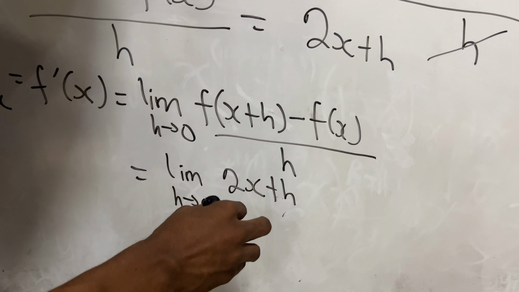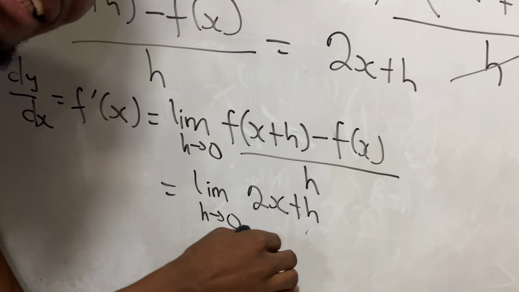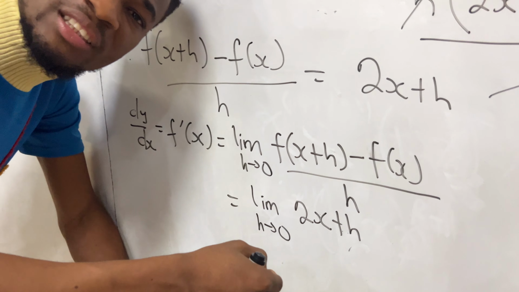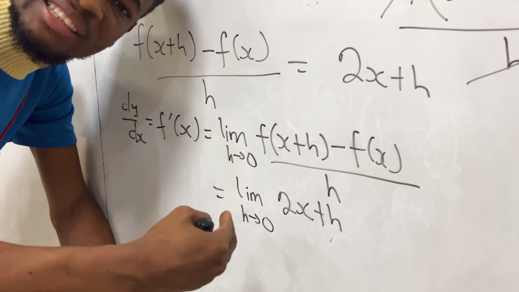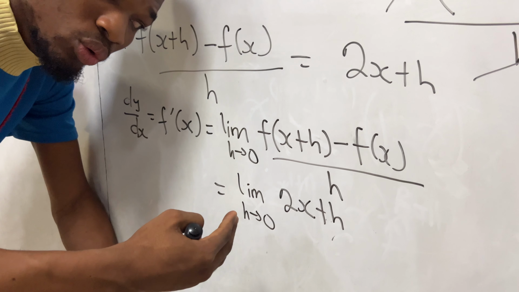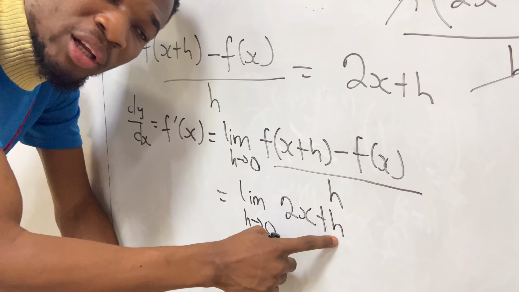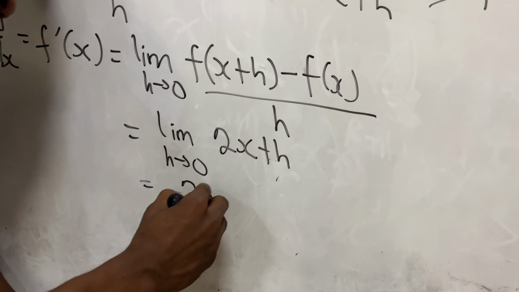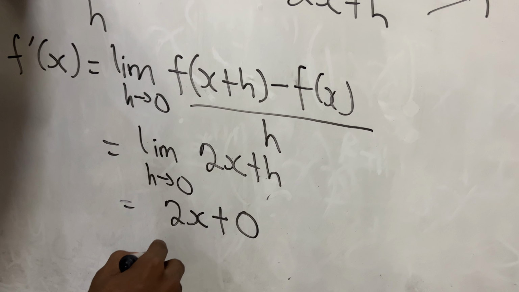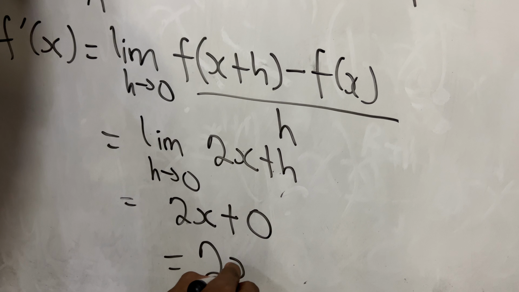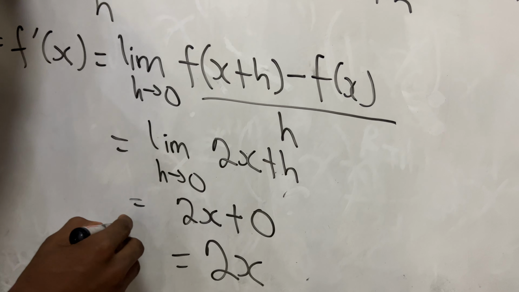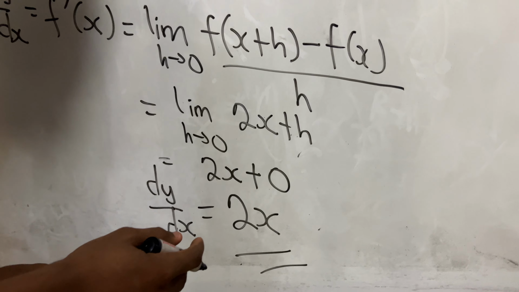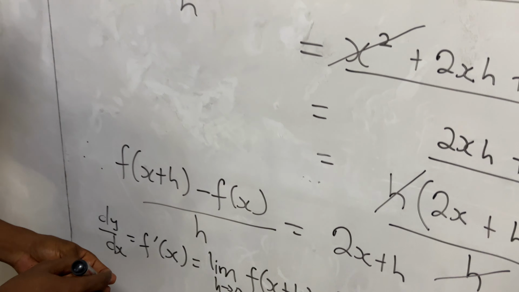From the first principle, the formula that we proved, realize that as Q is approaching P, h will gradually decrease to the extent where h will become 0. So we'll put 0 in place of h. So this is the same as 2x plus 0, which is equal to my 2x. So this is my differentiation from the first principle.